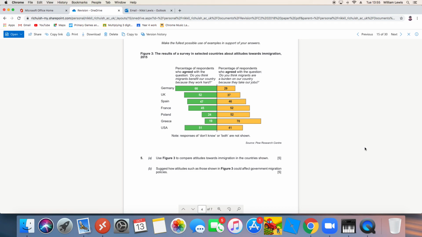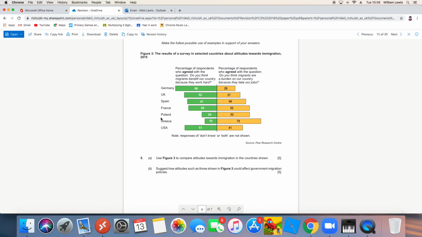The part A's are generally quite straightforward. The part B, you've got to think about. Suggest means you don't know the answer. No one's ever taught you this. Just see if you can use your geographical brain and have a think about how attitudes such as those shown in Figure 3 could affect government migration policies. And the clue I'm going to give you here is, who votes a government in? Who votes a government in?